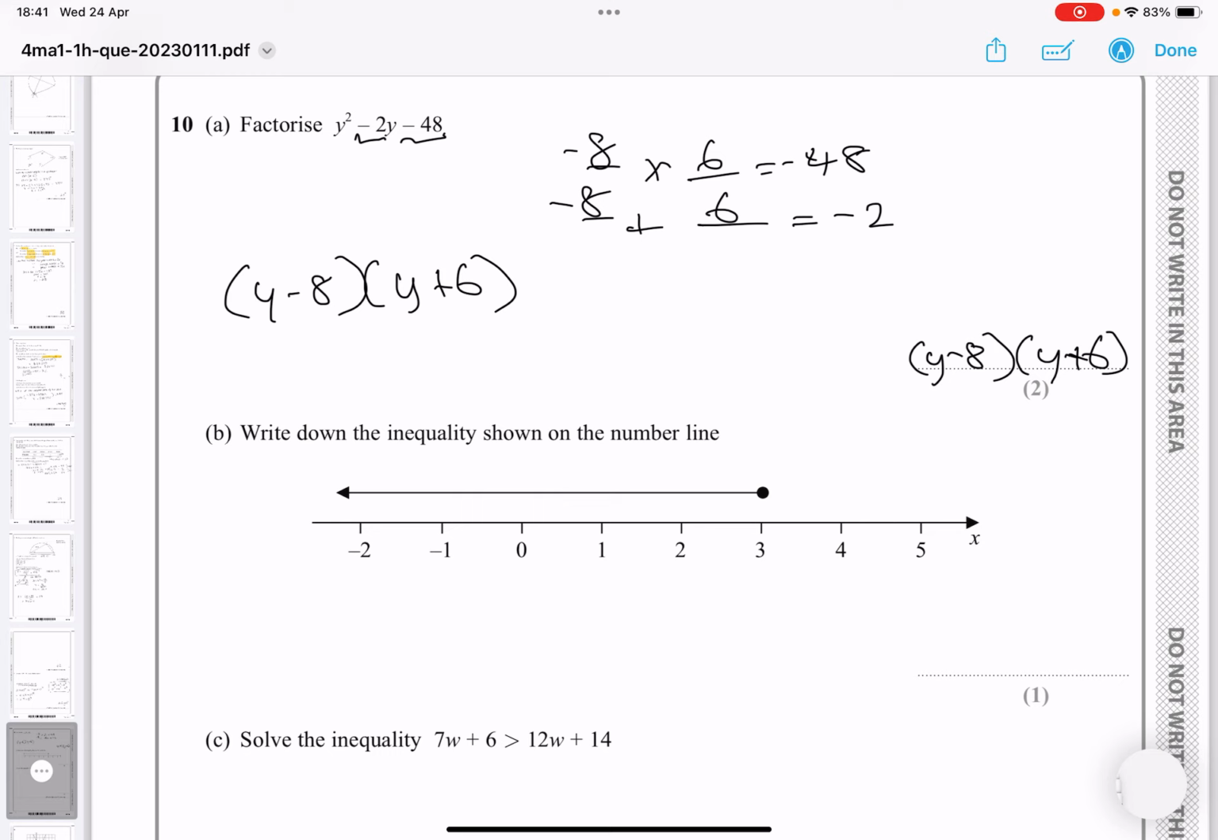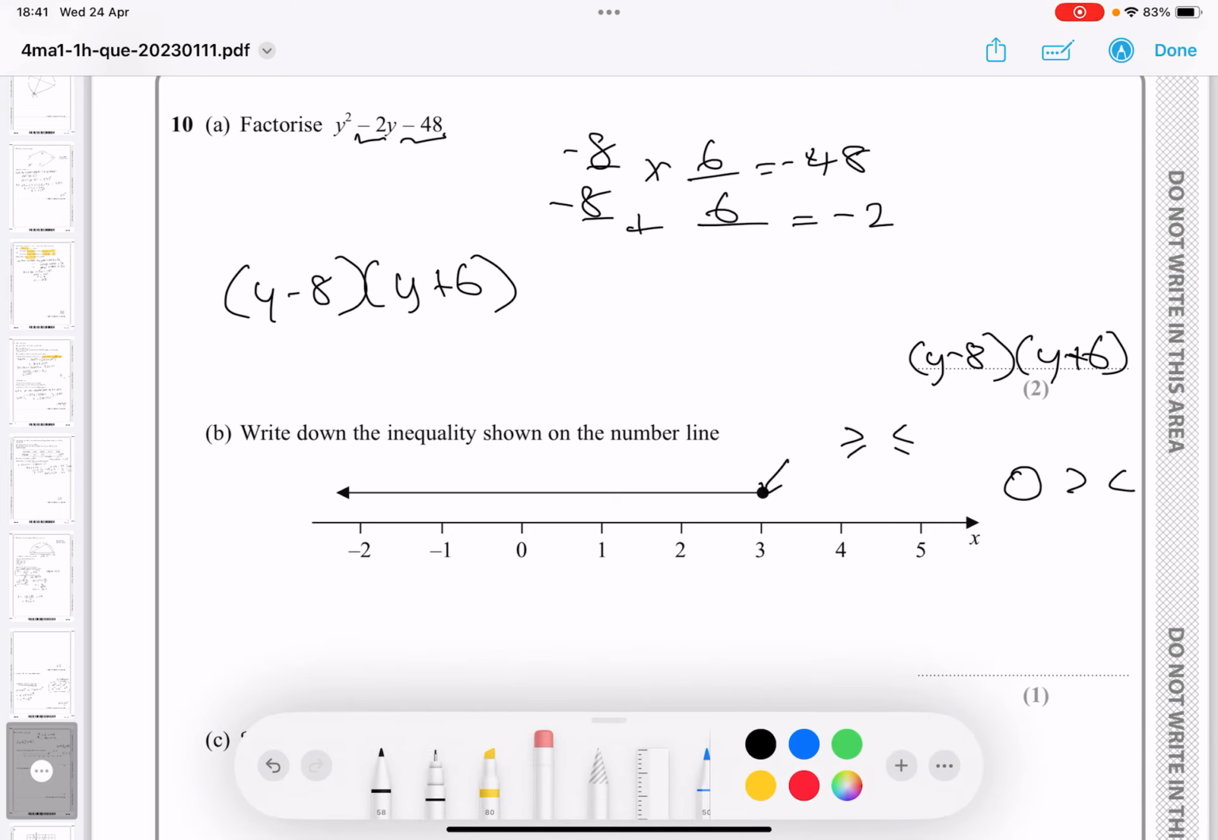Write the inequality shown on the number line. Okay, so firstly you need to identify if this is shaded or not shaded. This is clearly shaded, okay? If it's a shaded circle, it means it's either going to be less than or equal to or greater than or equal to, okay? You have to remember that equal to sign, otherwise you're going to lose that mark. If it's not shaded and it's just a bare circle, it just means greater than or less than, okay? It doesn't include the equal to sign, okay? So that's something worth remembering for future questions.